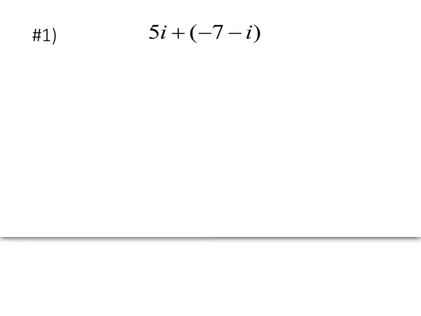Okay, so your first problem says 5i plus the quantity -7 minus i. So the first thing you need to do is distribute a positive 1, so it just changes to 5i minus 7 minus i. Then you're going to combine like terms. 5i minus i is 4i minus 7.